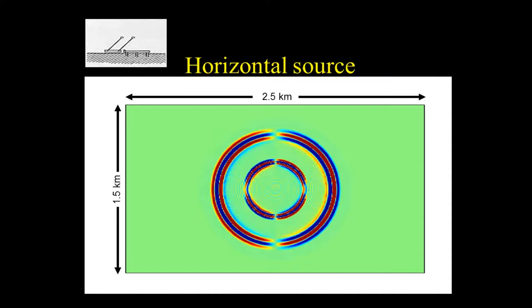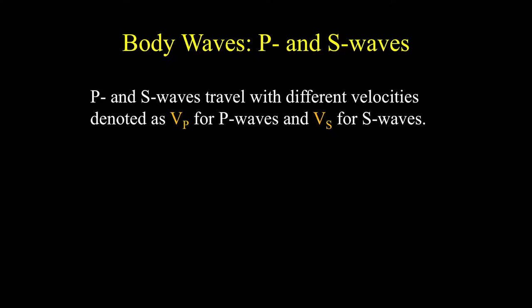To facilitate our description of what we have observed in this movie, let us introduce the mathematical notations of P wave and S wave velocities. P and S waves travel with different velocities that we will denote as Vp for P waves and Vs for S waves.